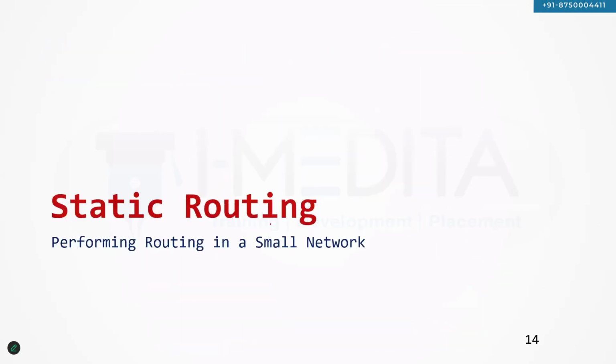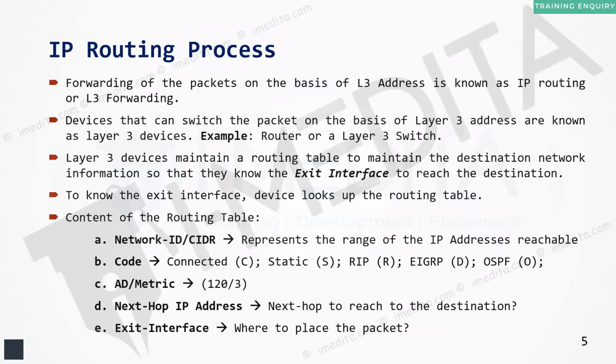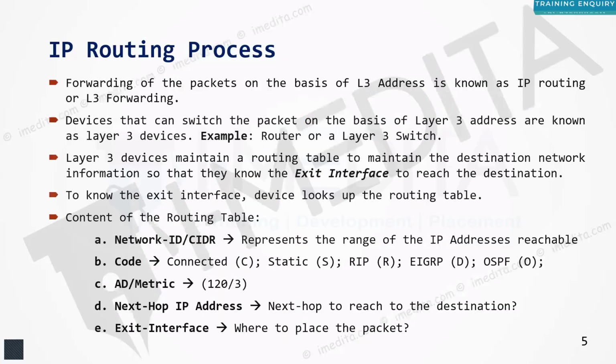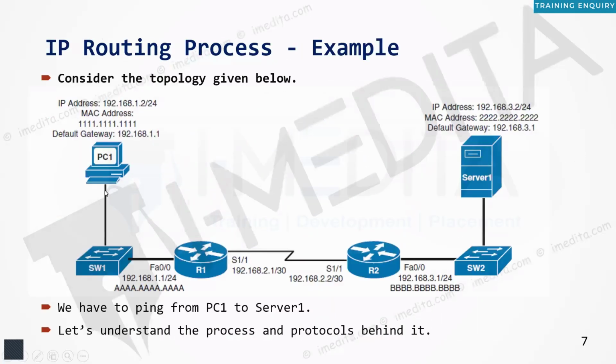In the last class, we covered the basics of IP routing. We discussed what IP routing is, what the routing table is, how the routing table looks, and what the components in the routing table are, such as the network, the AD, the metric, and all that. Let's do one thing: let's create a basic topology, configure the IP addresses and everything, and see how the routing process will work.